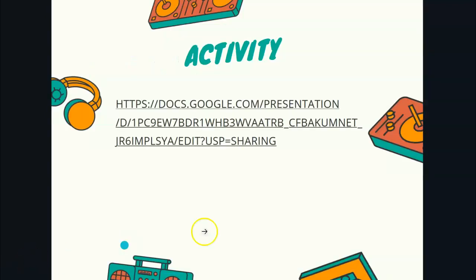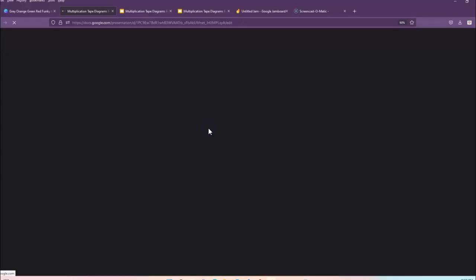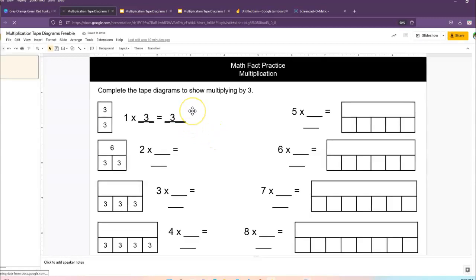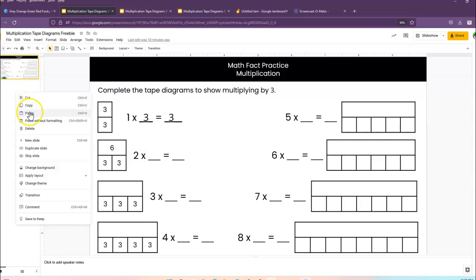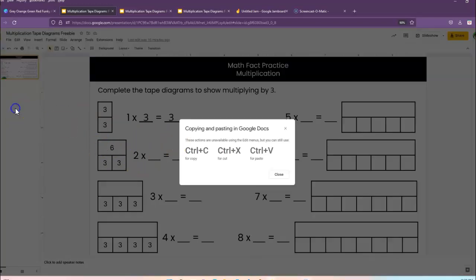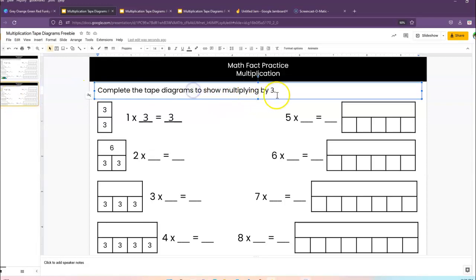For the class activity, you can go ahead and click on this Google Doc right here. And it's going to bring you to this page. Once you get here, you're going to want to make a copy of the slide and paste it. You can do that by pushing Control V on your computer, and then you will have made a copy. Once you make a copy, go ahead and put your name on your slide.